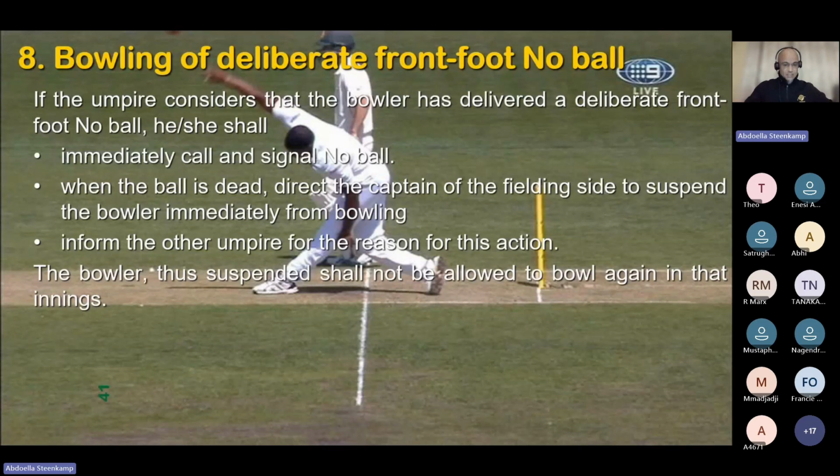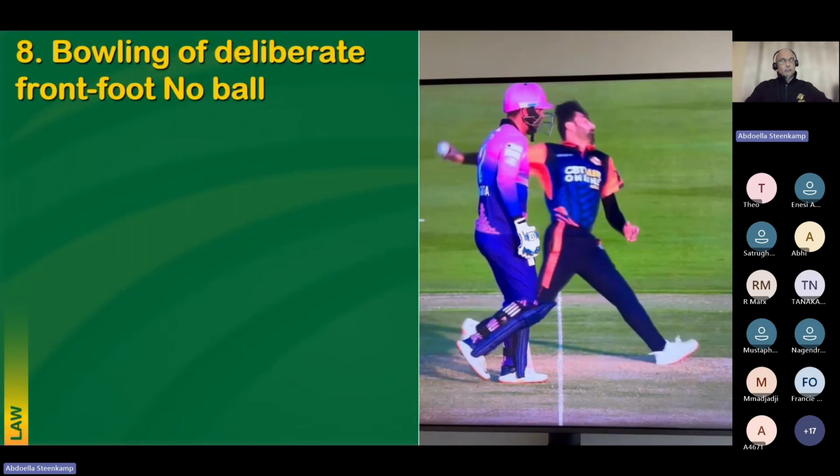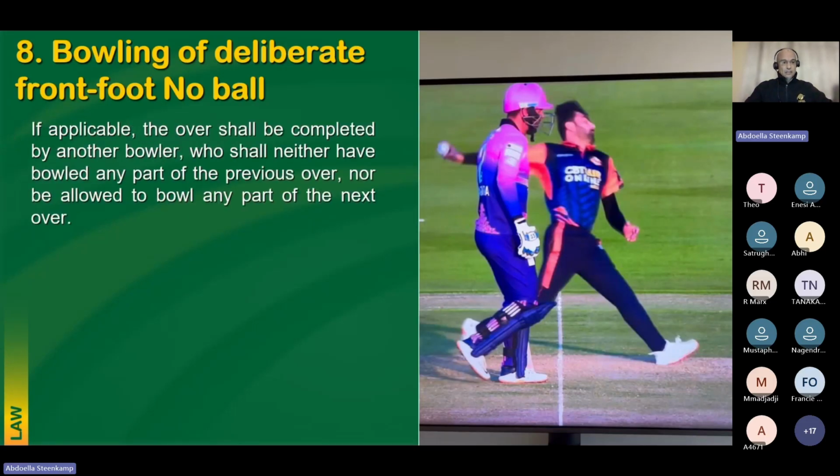So if it happened in the first innings of, let's say, a Test match, and he or she bowled a deliberate front foot no ball, this bowler will be suspended from bowling in the innings. And then the law tells us if it happened mid-over, let's say on the fourth ball of the over, so there are still three balls left, this over then needs to be completed by another bowler who didn't bowl the previous over, nor is this bowler allowed to bowl the next over.